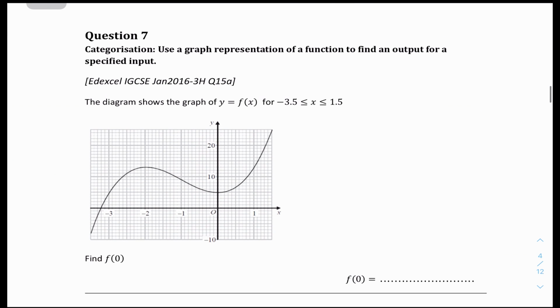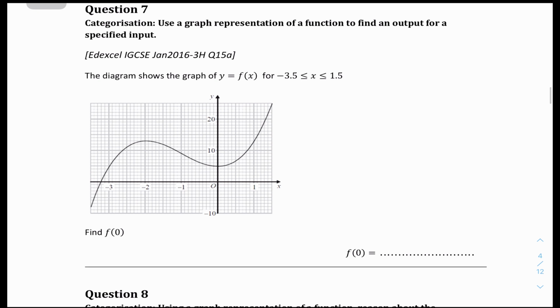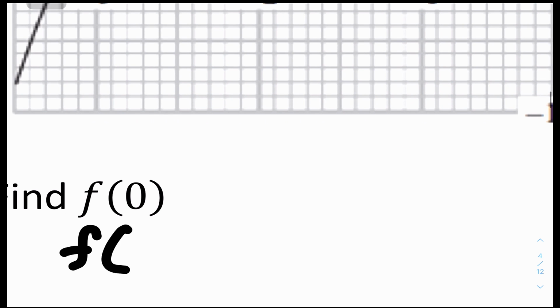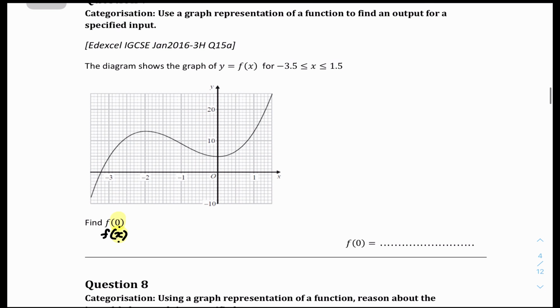And then question 7, find f of 0. So we know that when f of 0, the x value, the original equation is just f of x. In this case, the x value is equal to 0. So we need to find the value of y when x equals 0. So we have this graph right here, this curve of y equals f of x.